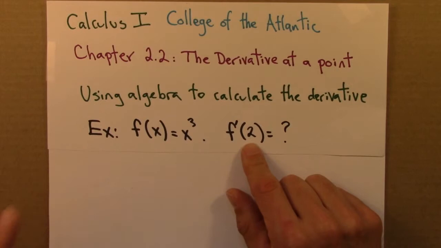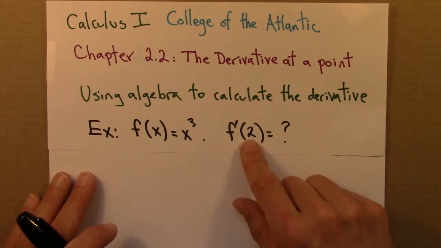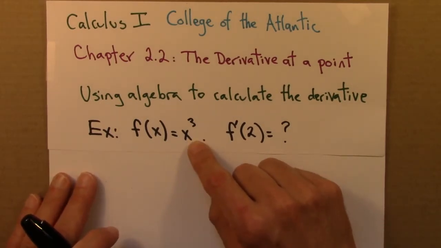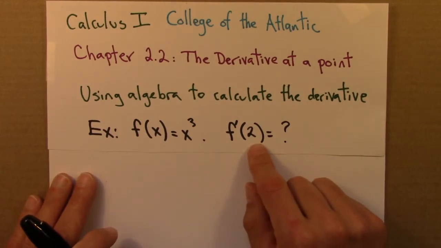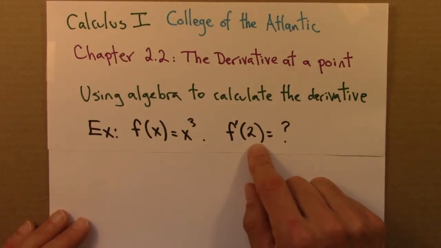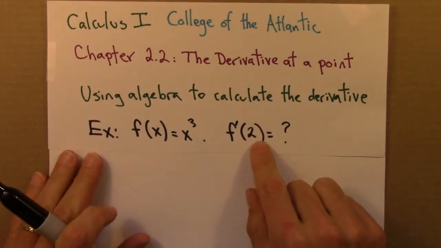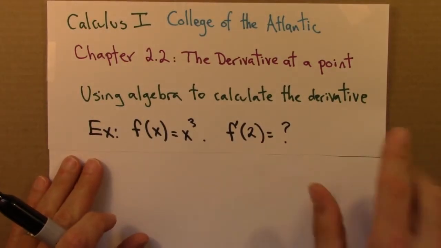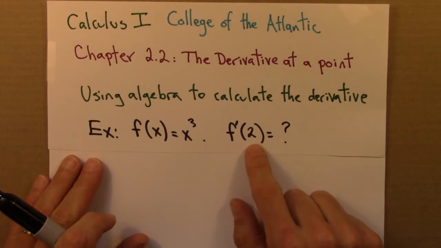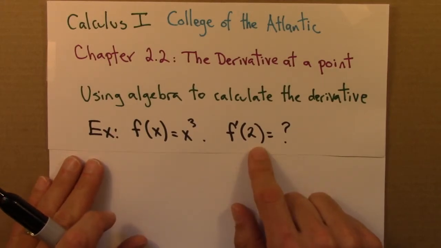So in class, we started by doing this graphically. I gave you a graph of this function. You found the tangent line. You just drew the tangent line at x equals 2 and estimated the slope. And then you also calculated this numerically using a calculator. But this example will be able to get an exact result without using a calculator.